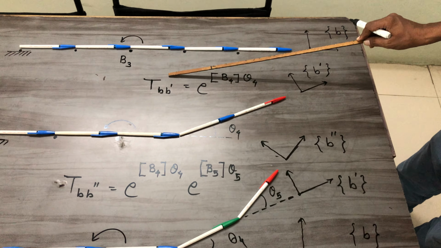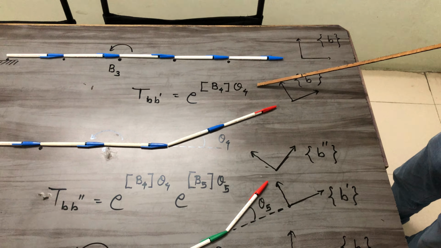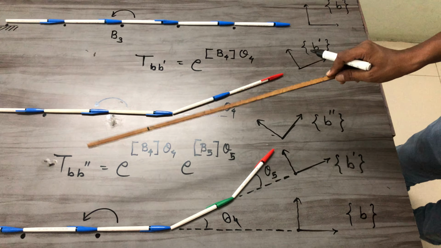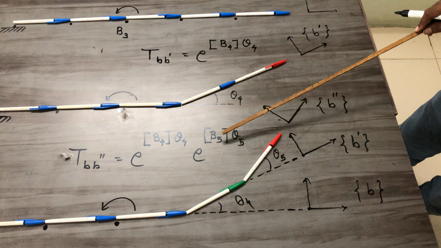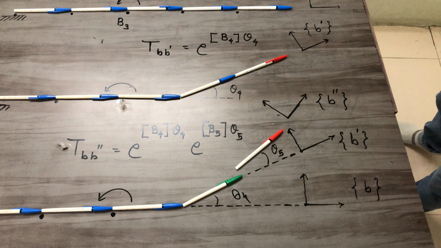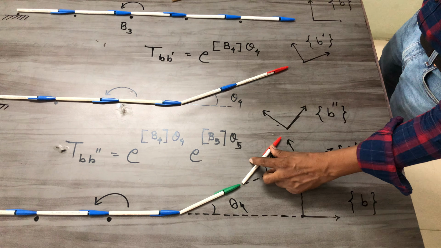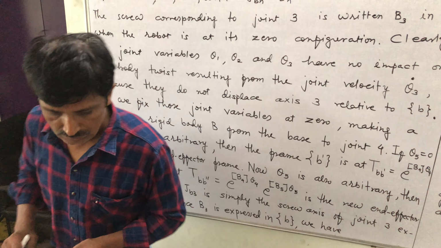So we want to find TBB dash. According to theory, it is e raised to B4 θ4. And from this, we want to find TBB double dash. It is e raised to B4 θ4 into e raised to B5 θ5. This one. See here.